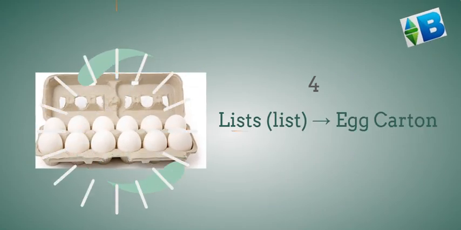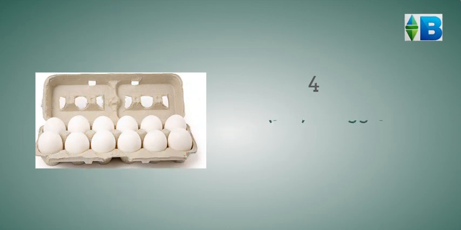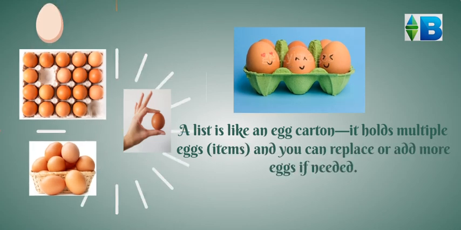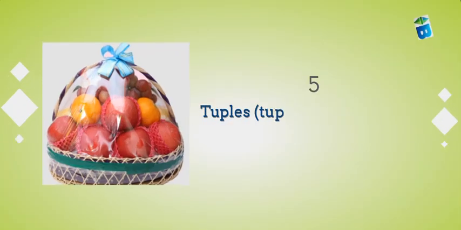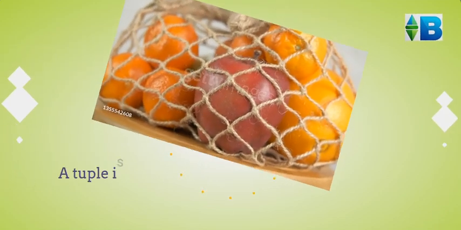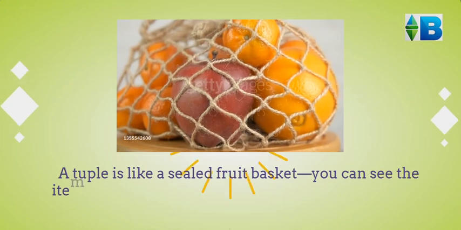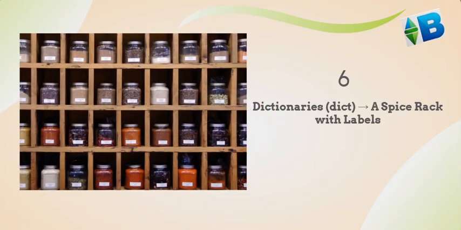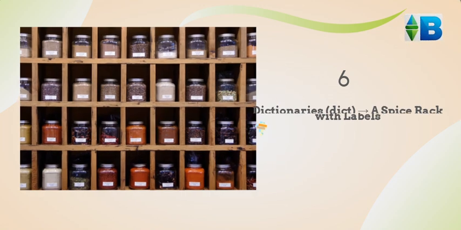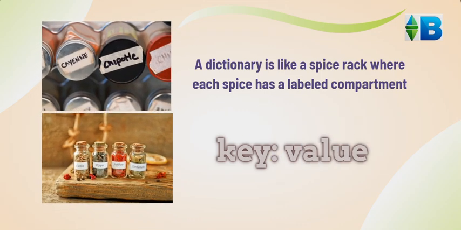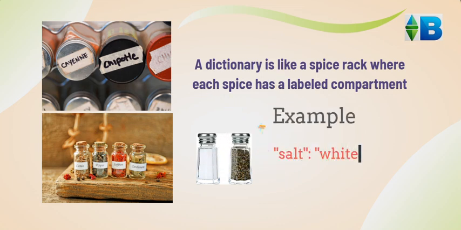A list is like an egg carton. It holds multiple items, and you can replace or add more eggs if needed. A tuple is like a sealed fruit basket. You can see the items inside, but you can't change or rearrange them. Dictionaries, a spice rack with labels. A dictionary is like a spice rack where each spice has a labeled compartment, key and value, for example, salt: white, pepper: black.